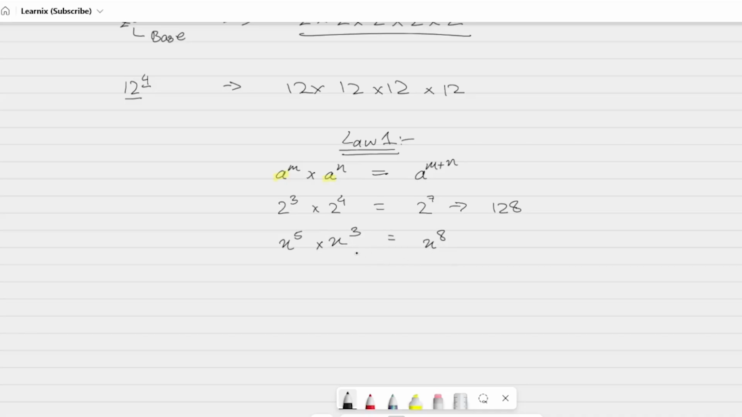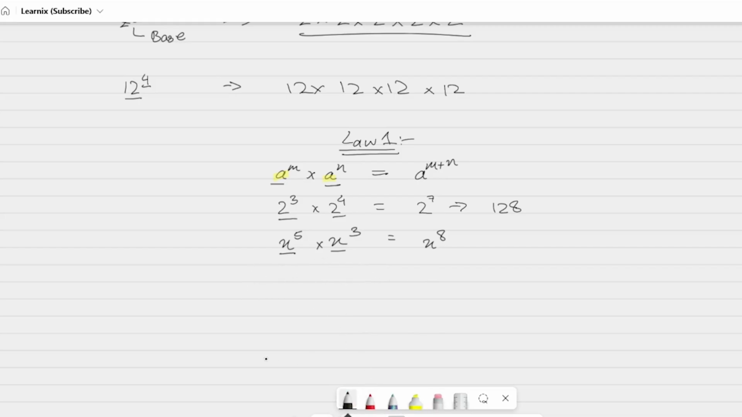Okay, so the rule for this is that the base must be the same. The base cannot be different. The powers can be different, but the base should be the same. You cannot do this with different bases. So let's say you have x to the power of 2 multiplied by y to the power of 2. Do not make the mistake of writing (xy) to the power of 4. That's completely wrong, and I've seen people do that.